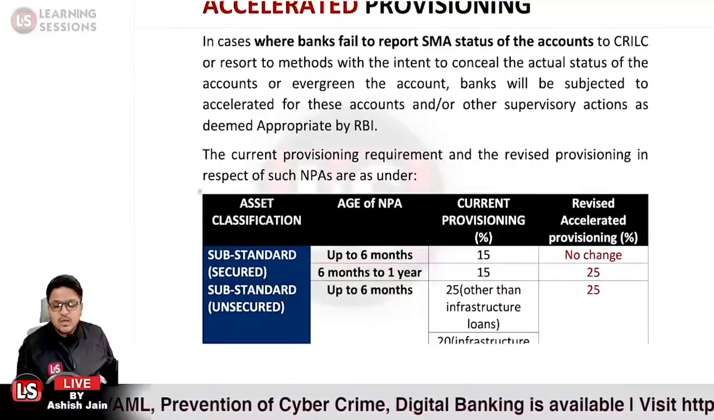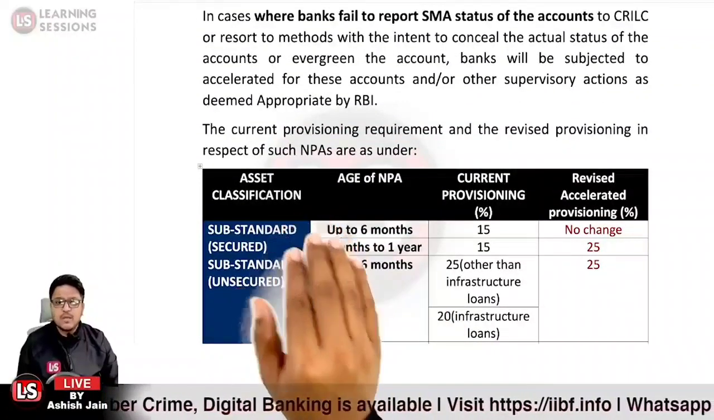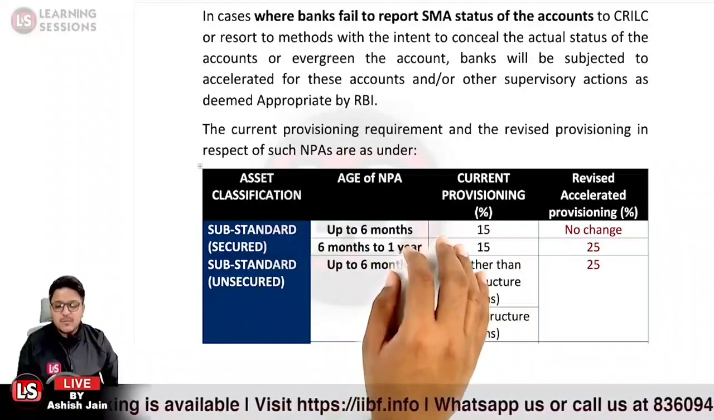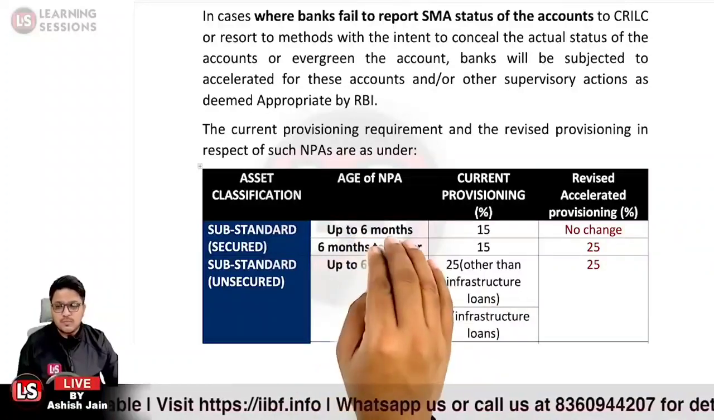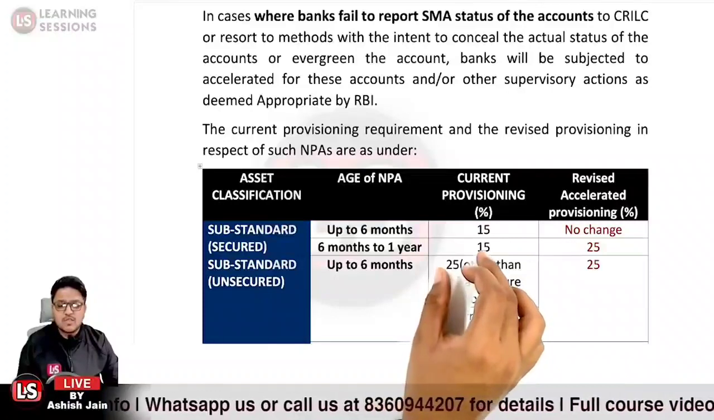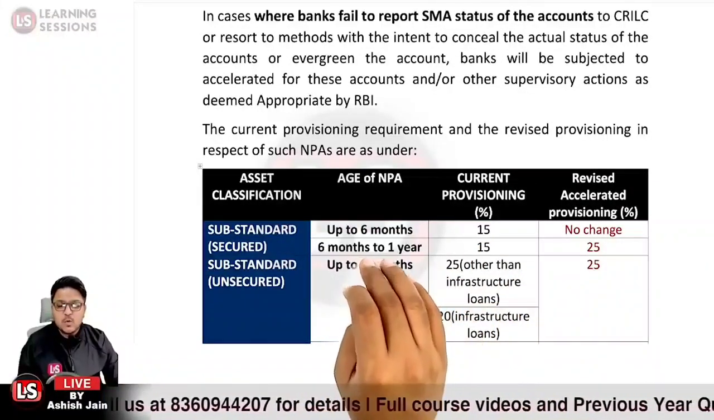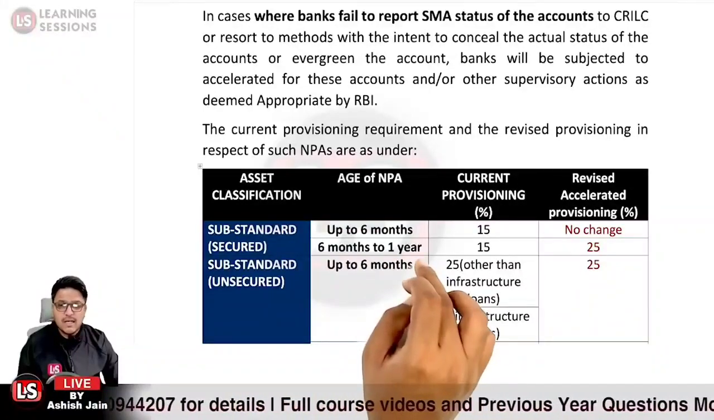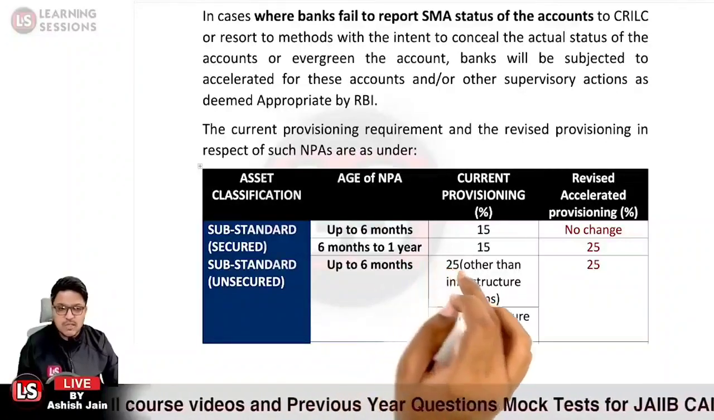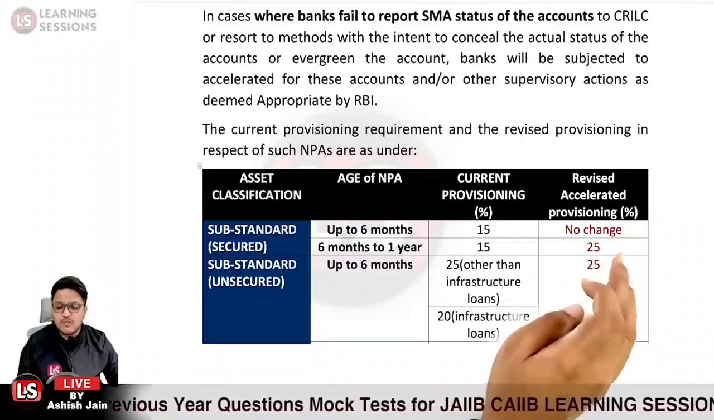First of all, if the loan amount is substandard and the age of NPA is up to 6 months, in that particular case, if it is a secured substandard account, 15% of the provision is to be maintained and there will be no change. But if the age of NPA is over 6 months and up to 1 year, in that case 15% of the provision is to be maintained for the secured substandard account, but under the accelerated provisioning, 25% of the provision is to be maintained.